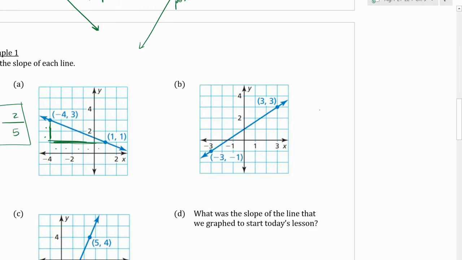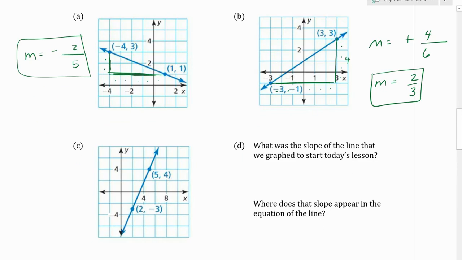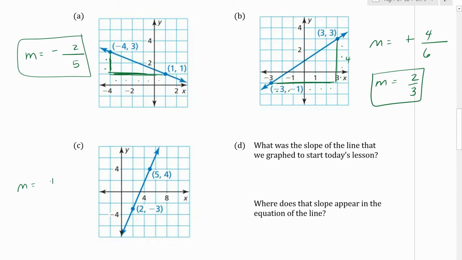Okay? Like this one right here. It's going from left to right. It's going uphill. If I find the 2 points they're talking about, 1, 2, 3, 4. 1, 2. So rise of 4. 1, 2, 3, 4, 5, 6. Run of 6. 4/6 reduces to 2/3. This one, slope's definitely positive.